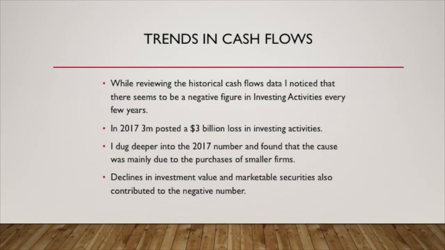So for trends in cash flow that I reviewed, I noticed there seems to be a negative figure in investing activities every few years. In 2017, 3M posted a $3 billion loss in investing activities. So I dug a little bit deeper into the 2017 number and found that the cause was mainly due to some purchases of small firms. Declines in investment value and marketable securities also contributed to the negative number.